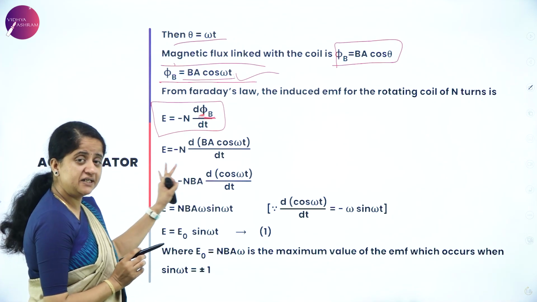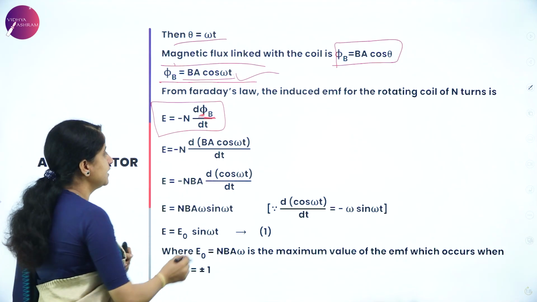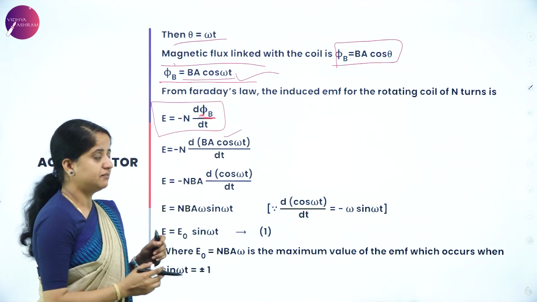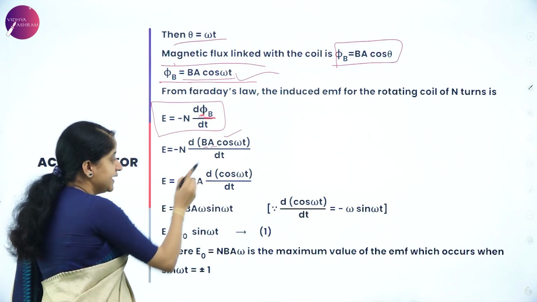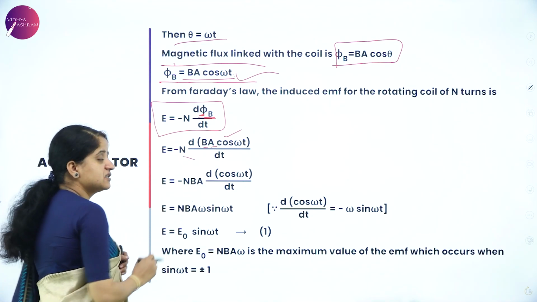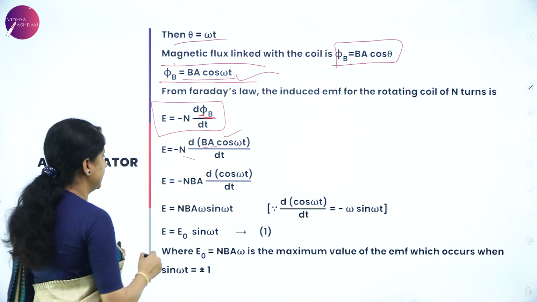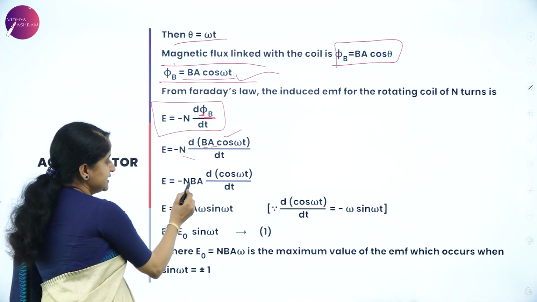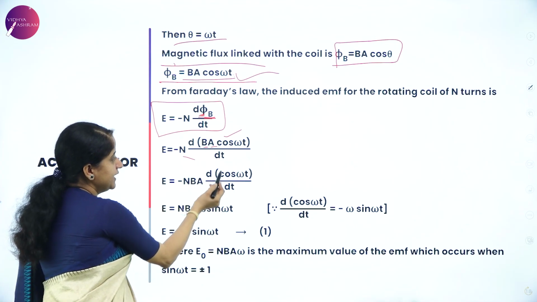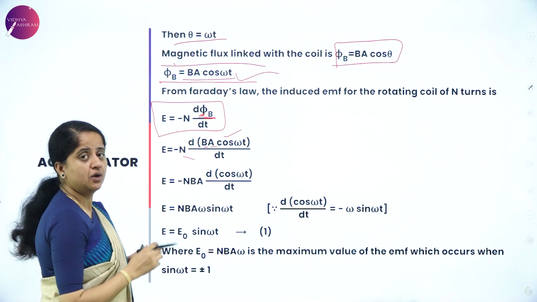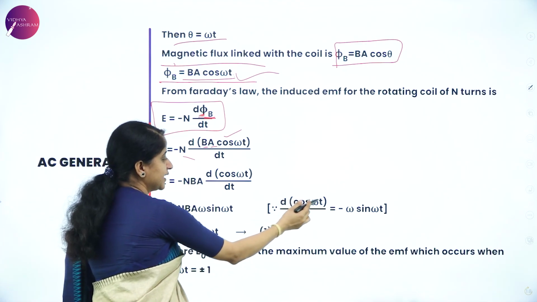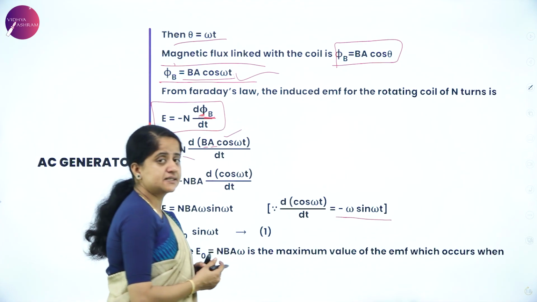Now we can group these terms. We differentiate only the cos term because the magnetic field is constant, the area is constant, and the number of turns of the coil is also constant. So we get E equals minus N B A d by dt of cos omega t. What is the differentiation of cos omega t? It is minus omega sin omega t.